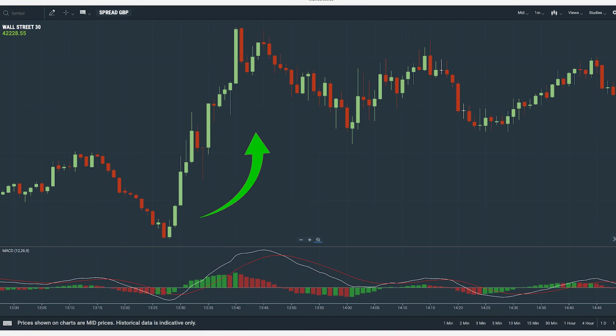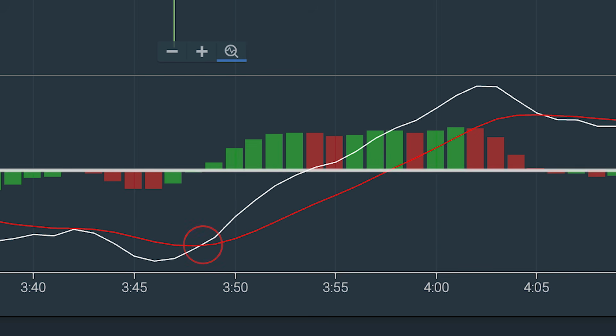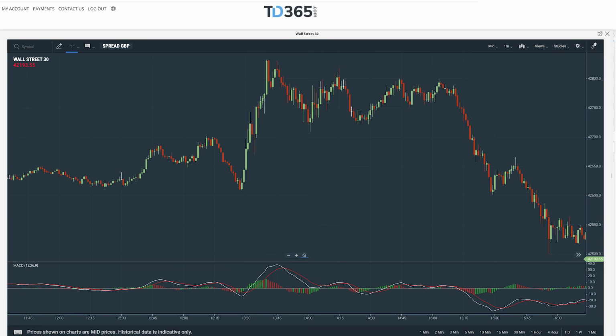And we can see where that corresponds on the chart. Let's have a look at another one here where the white MACD line crosses over and goes above the red signal line, again below the baseline, indicating bullish momentum, which you can see on the chart here as the price started to rally.